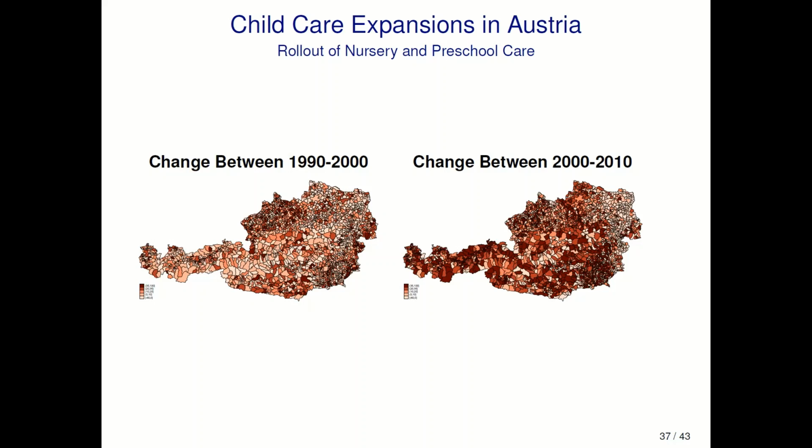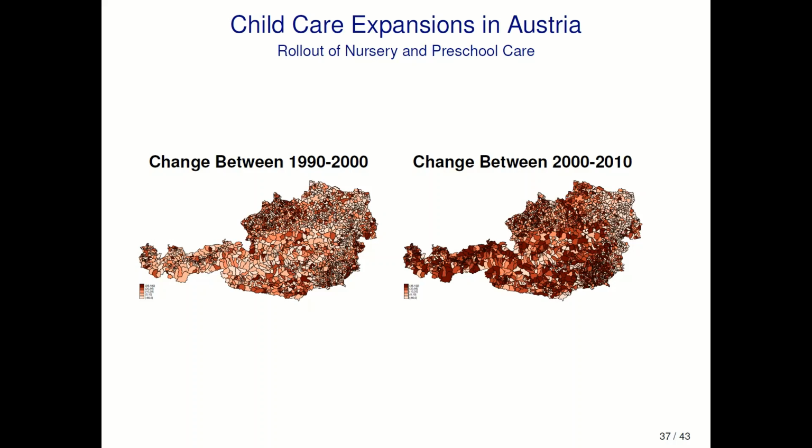So the darker color here means big expansion in childcare supply. The lightest color means a reduction in childcare supply. Light means very small expansion. And so you can see there's just a ton of very granular variation. And so we're going to use that in our research design.